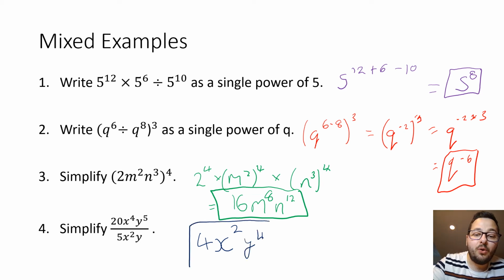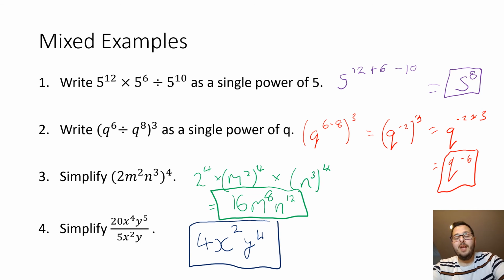Okay, so hopefully you've got those rules in your head now. When you times things together, they've got to be the same thing, but if you times them together, their powers add up. If you divide them, their powers take away, and if you do a power of a power, you times the powers together.